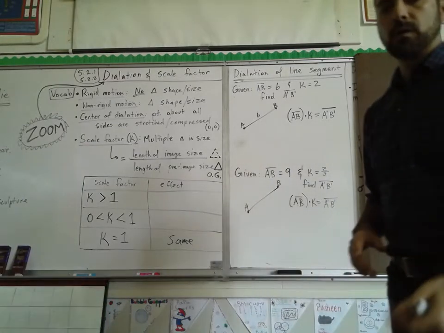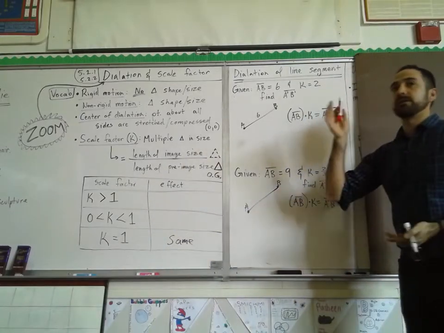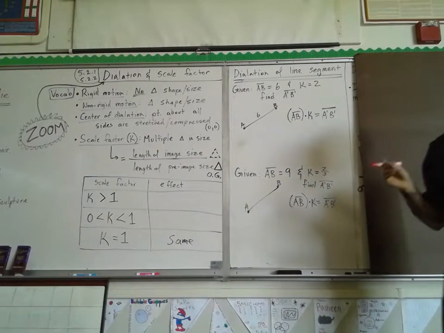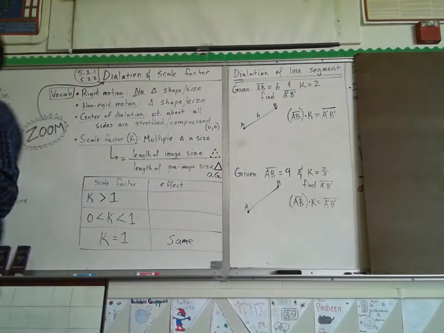Okay, so now let's look at this. Dilation of a line segment is pretty straightforward. All this is talking about is stretching or compressing the length of a line segment. So if I have a rubber band over here.